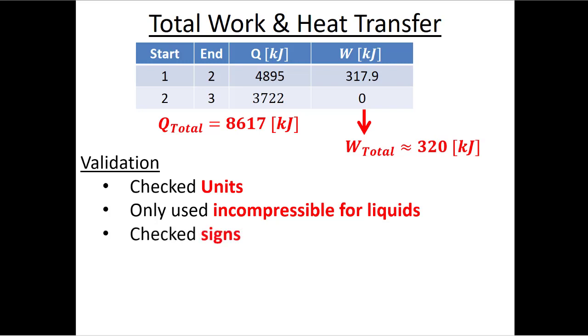We checked all of our signs, so Q makes sense, it's the right sign. So the work is a positive value too. We know that work in is negative, so this must be work out. It's our system pushing out on the universe, and that makes sense too, because in the first process, our mass was pushing that piston out. So that concludes another lecture of thermodynamics, and hopefully with this, we're just about ready to write the first exam.